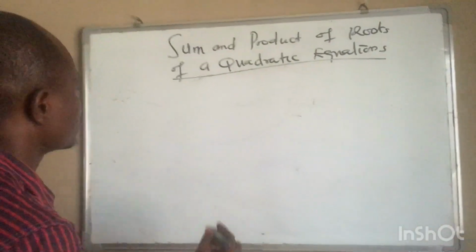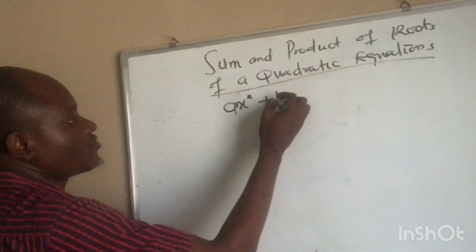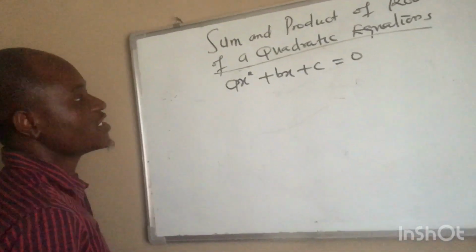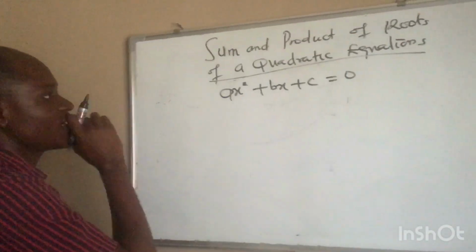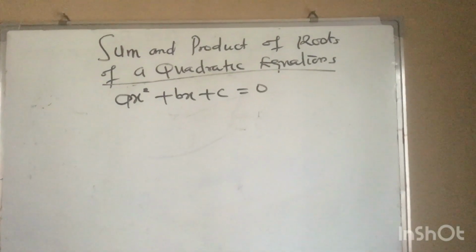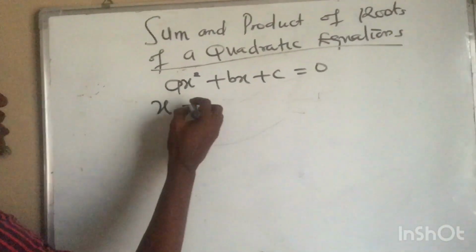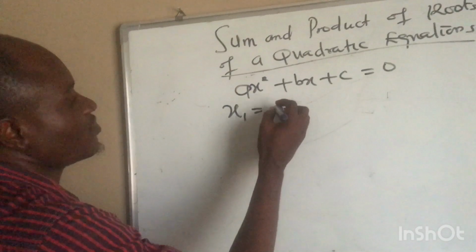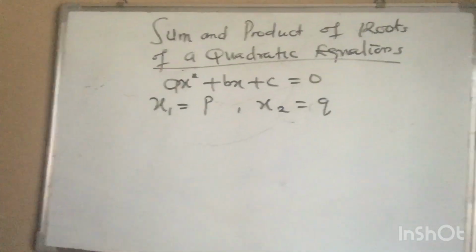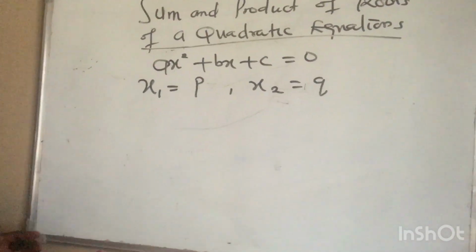In quadratic equations, we have a general form that says ax squared plus bx plus c equals 0. Because the highest power of the unknown variable here is 2, when we find the solution of the quadratic equation, we are going to have two solutions. Assuming that our x1 is equal to a value, let me say that value is p, and our x2 is going to be a q. That means for every quadratic equation, we have two solutions.